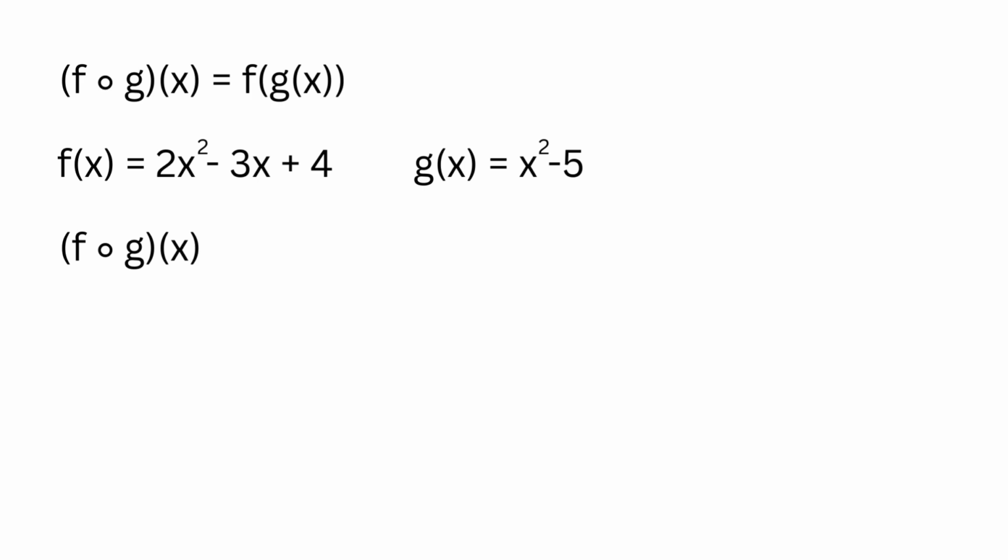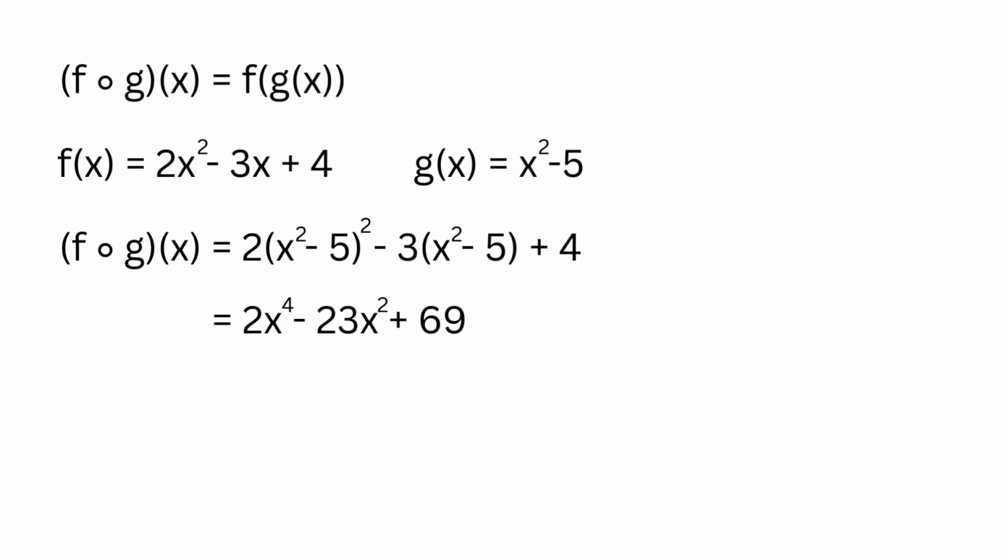So we just replace x in f of x by g of x. So it is 2 into x squared minus 5 squared minus 3 into x squared minus 5 plus 4. And the final answer is 2x to the power 4 minus 23x squared plus 69.